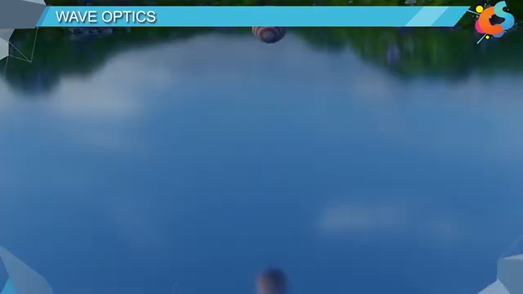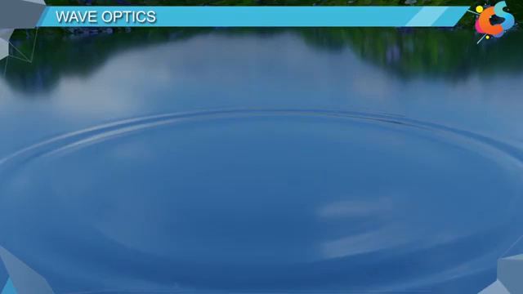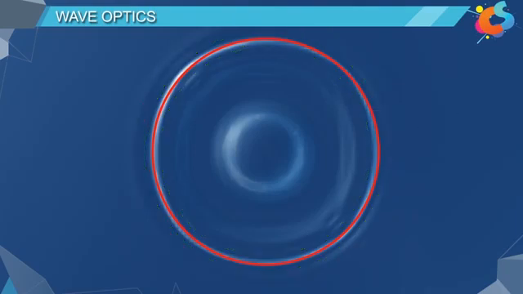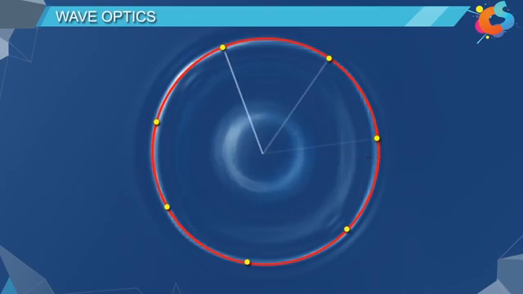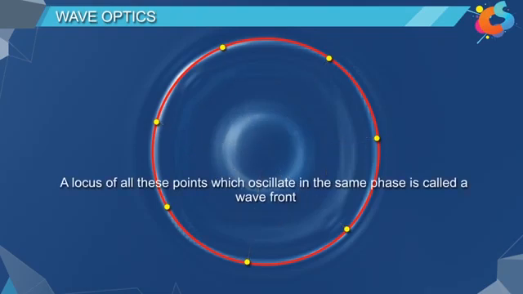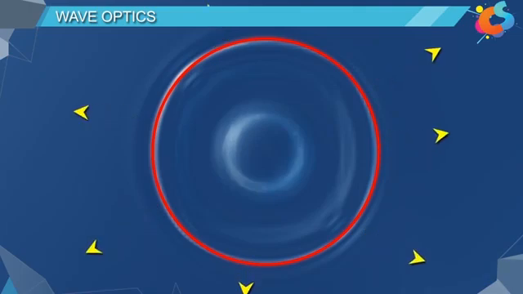When a stone is dropped into a stagnant water of a pond, waves spread out from the point of impact in concentric circles. Every concentric circle is associated with either a crest or a trough. If we consider any concentric circle, all points on the circle will oscillate with the same phase. This is because they are at the same distance from the point of impact. A locus of all these points which oscillate in the same phase is called a wavefront. The speed at which the wavefront moves outwards is called the speed of the wave.